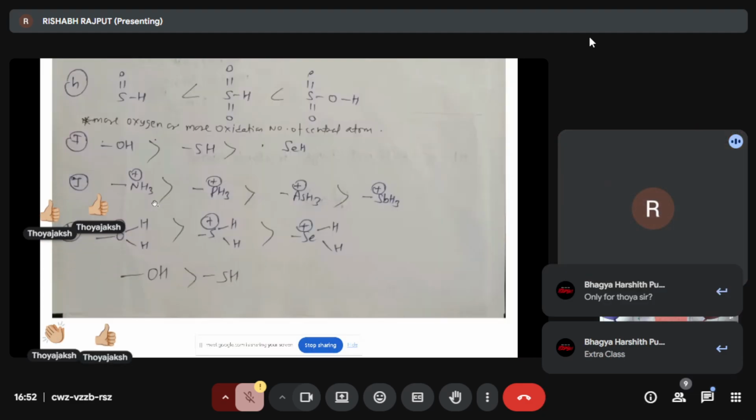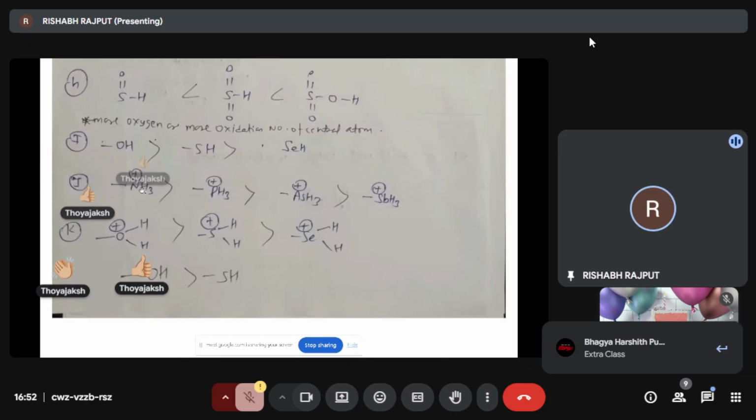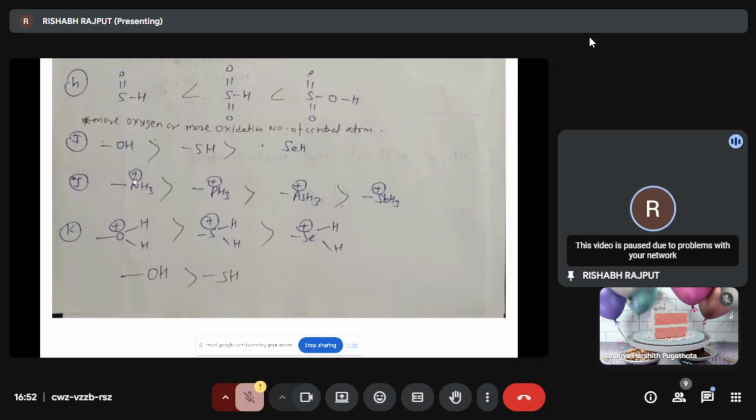Here I'm explaining NH3, PH3, AsH3, SbH3. What is the meaning of this? Both start from the top, and as you go down you get Sb. So if I come downside, the electronegativity decreases. That is why NH3 has more -I effect compared to all.